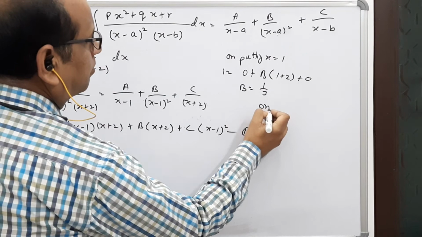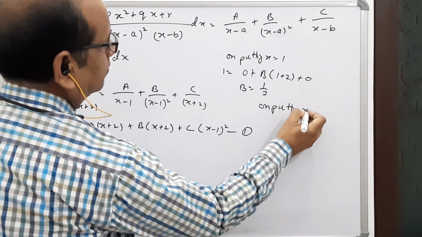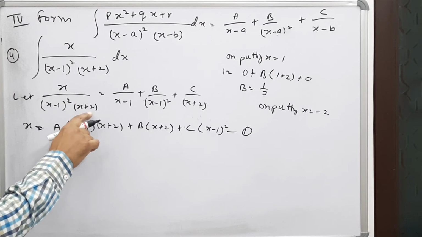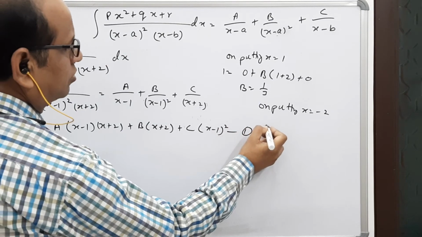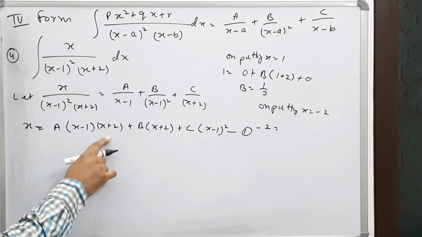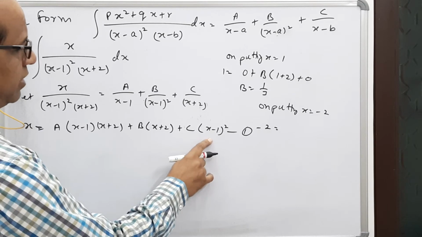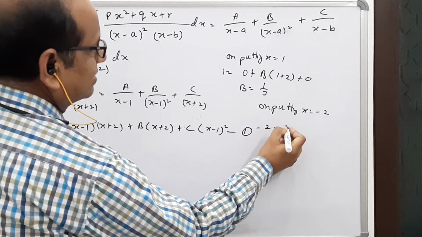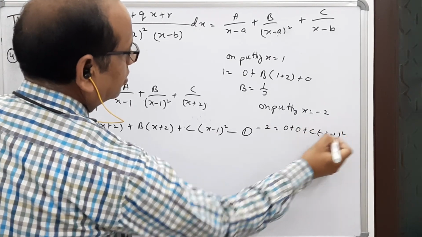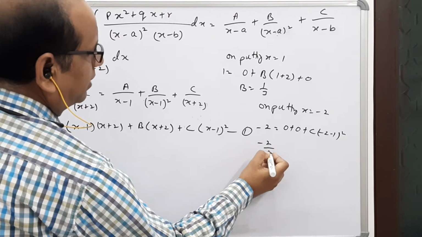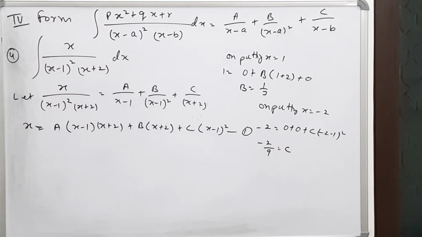Then on putting x equals minus 2, minus 2 is the 0 of this particular expression. So when you put x equals minus 2, this side it is minus 2, this part will be 0 and this part will be 0. So it is 0, 0 plus c into (minus 2 minus 1) whole square. So minus 2 by 9, that is the value of c. So we have got the value of b and the value of c. Now it will be very complicated to get the value of a. For that you have to expand it.